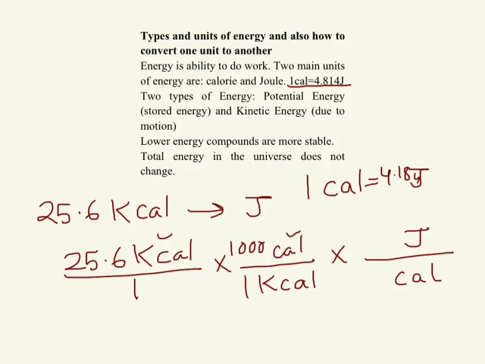And then what's the relation between joule and calorie? You can get it from here, and we can see that 1 calorie equals 4.184 joule. You cancel calorie with calorie, kilocalorie with kilocalorie. You multiply 25.6 times 1000 times 4.184. That will be your answer. So multiply these three numbers.